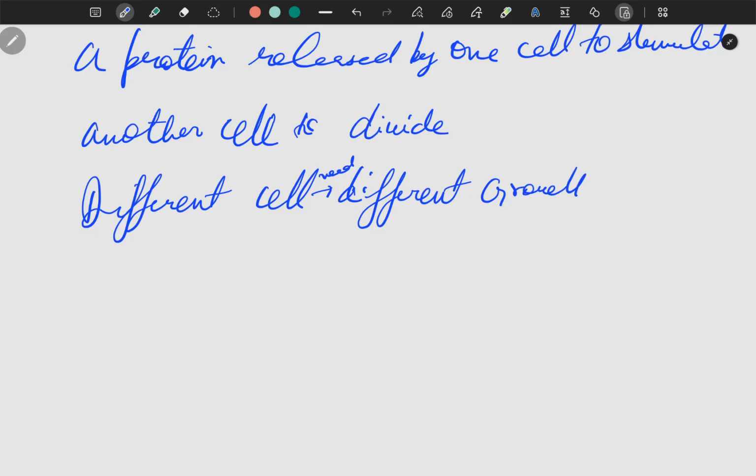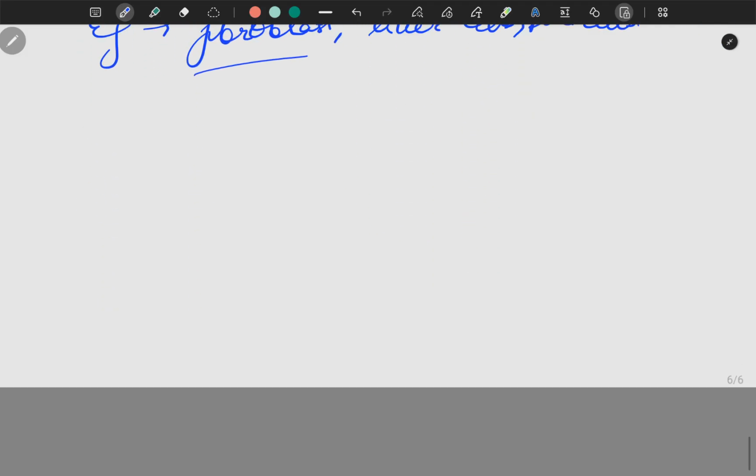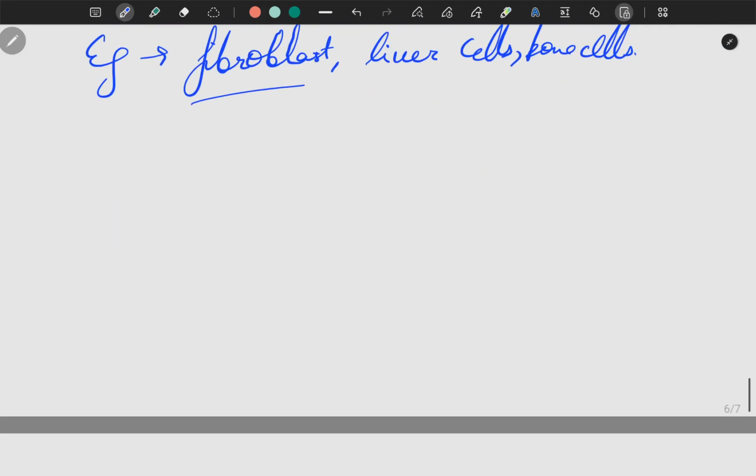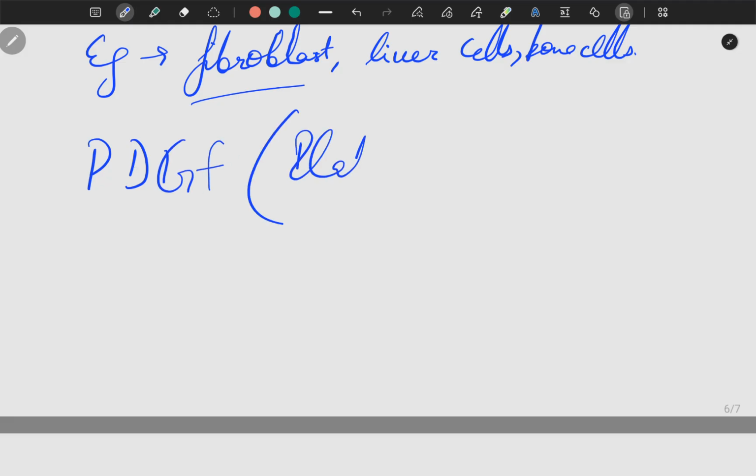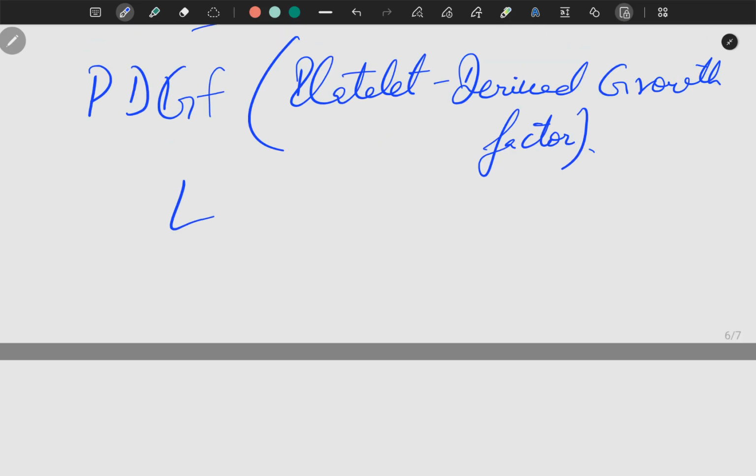Growth factor, for example, fibroblasts need a different one, liver cells have a different one, bone cells as well. Today we'll talk about fibroblasts. They need something called PDGF. What does this stand for? It stands for platelet derived growth factor. It is made by platelets.